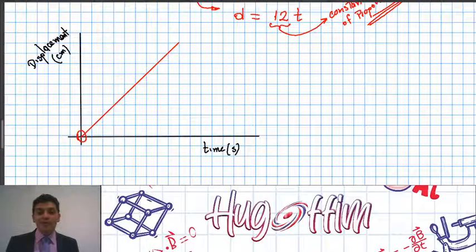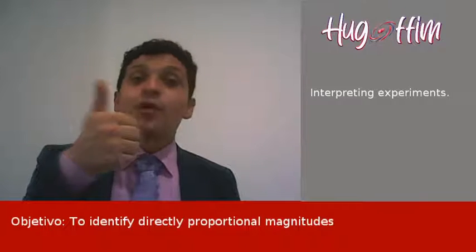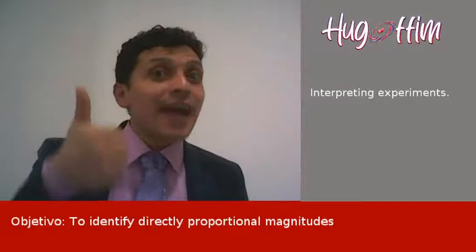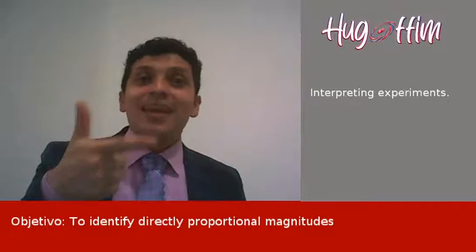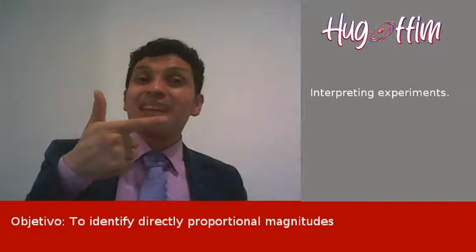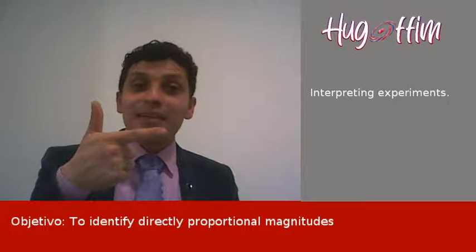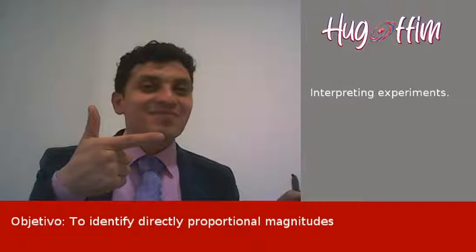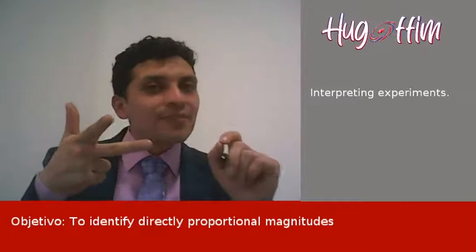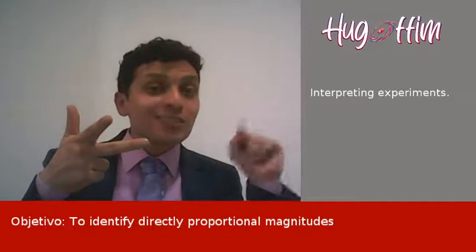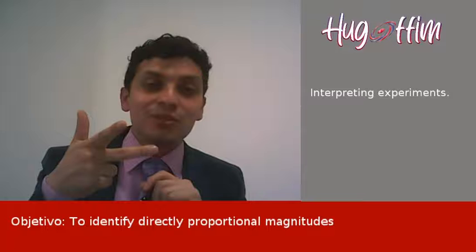So remember some things about directly proportional magnitudes. First, you have directly proportional magnitudes if the rate of the magnitudes is a constant. Second, you can predict the value of the dependent variable if they are directly proportional by multiplying the independent variable by the common rate, or the constant of proportionality. And third, the graph of two directly proportional magnitudes is a straight line that crosses the origin.